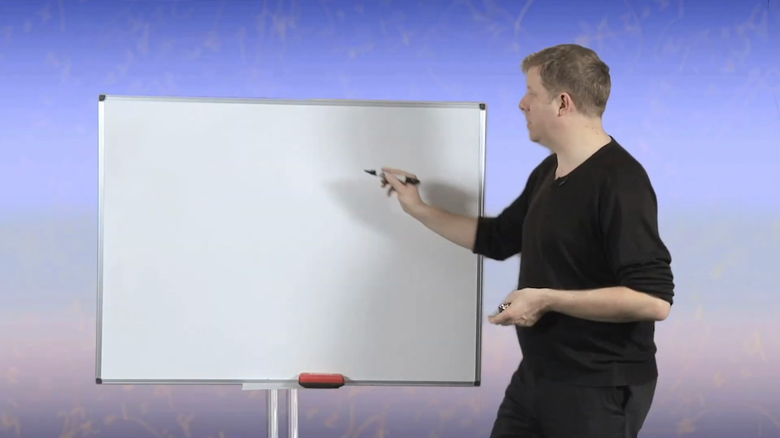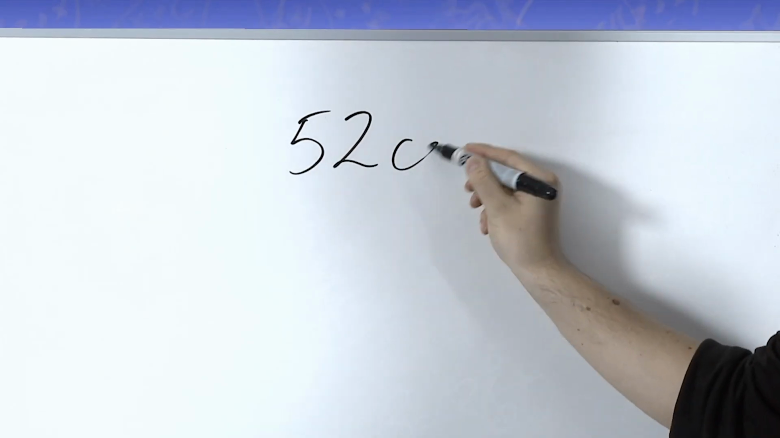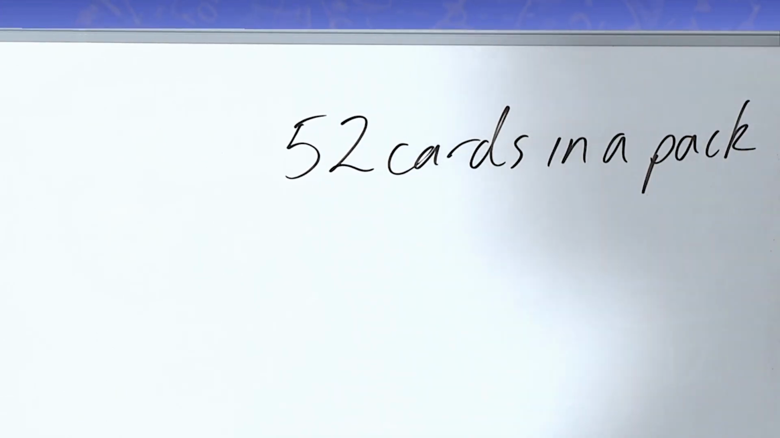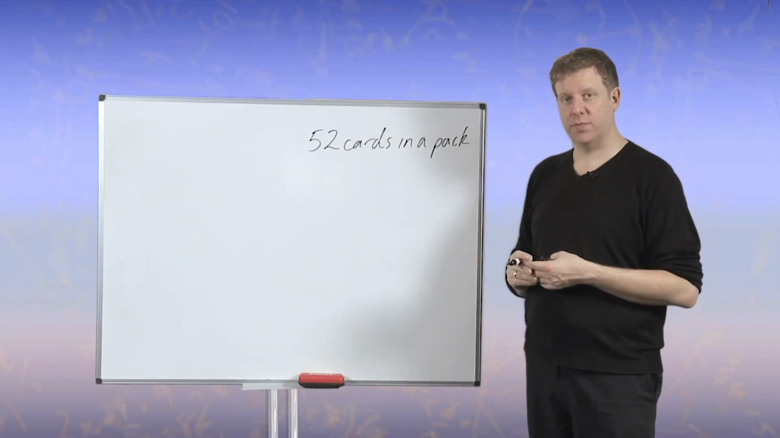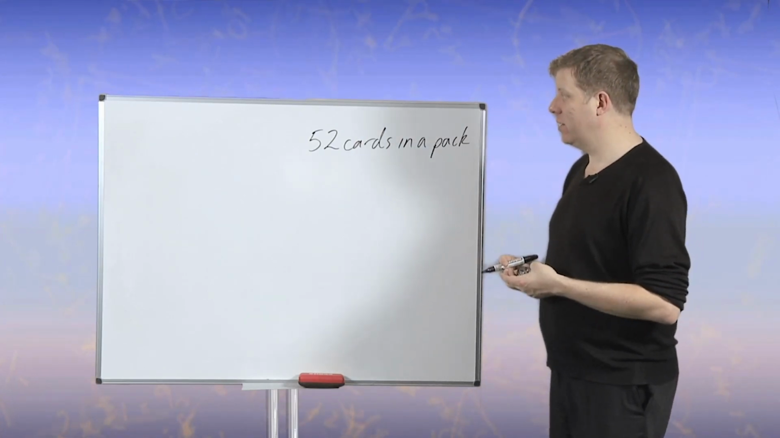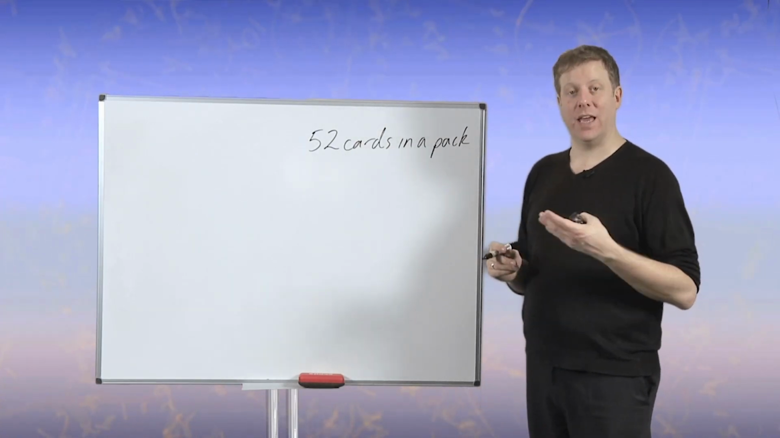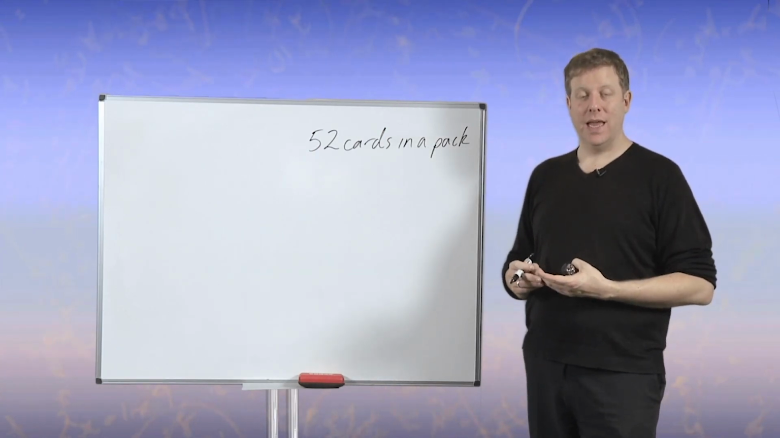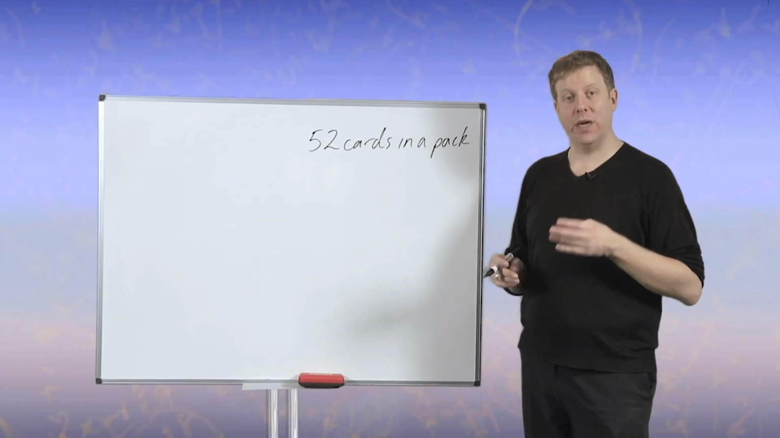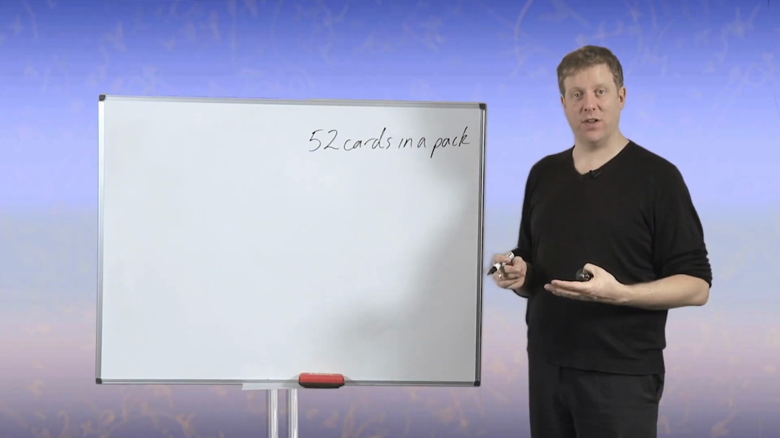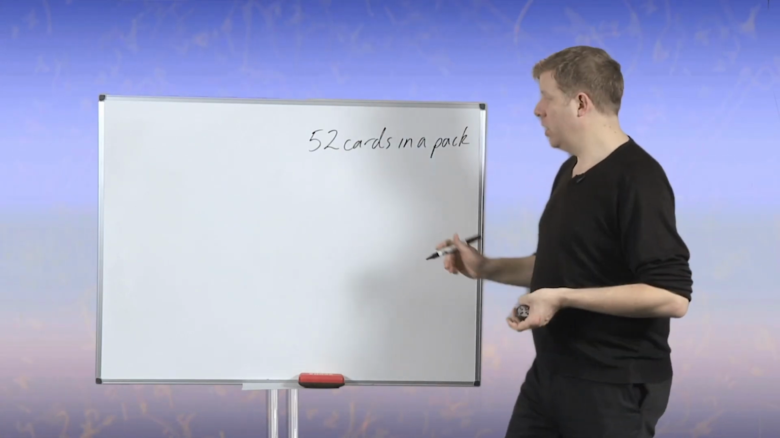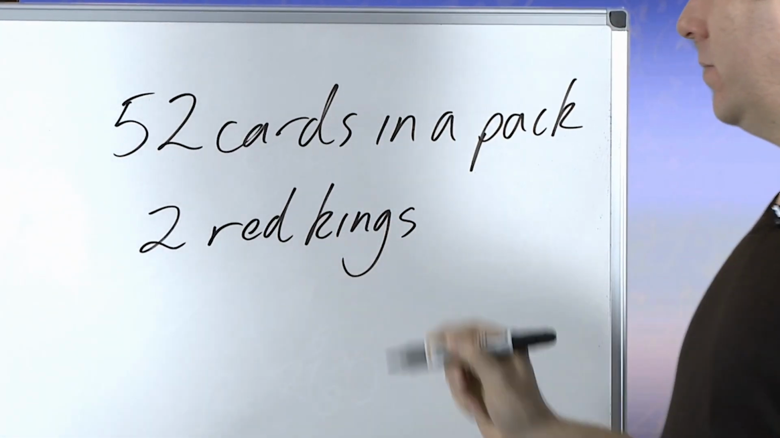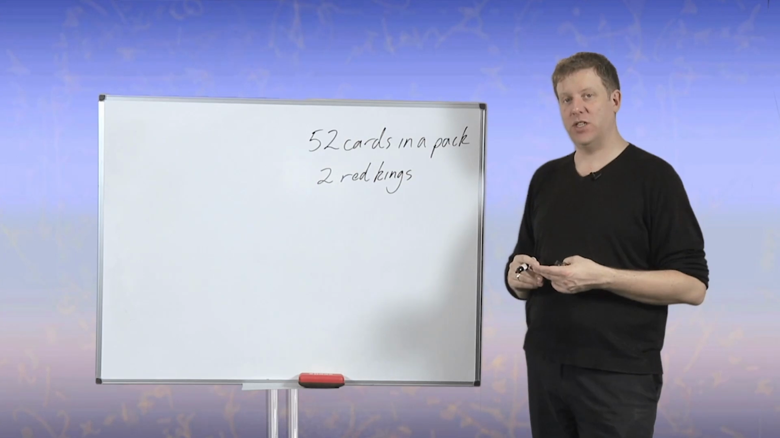Now it's a very useful number to remember. There are 52 cards in a pack. And that's actual playing cards, not including jokers. And in terms of kings, there are 4 kings. The king of spades, king of clubs, king of diamonds, and king of hearts. Now out of those 4 kings, only 2 of them are red, the king of diamonds and the king of hearts. So there are 2 red kings in my pack. And that's 2 out of the 52.